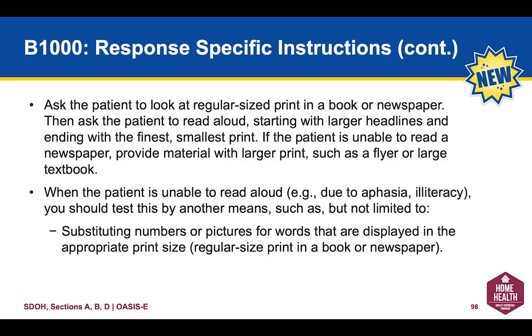If the patient is unable to read a newspaper, provide material with larger print, like a flyer or a large print book. If a patient is unable to read aloud due to aphasia or perhaps illiteracy, the patient should be tested using other means, such as, but not limited to, substituting numbers or pictures for words that are displayed in the appropriate print size, like a regular print in a book or newspaper.